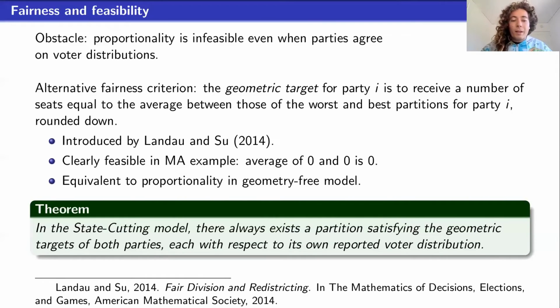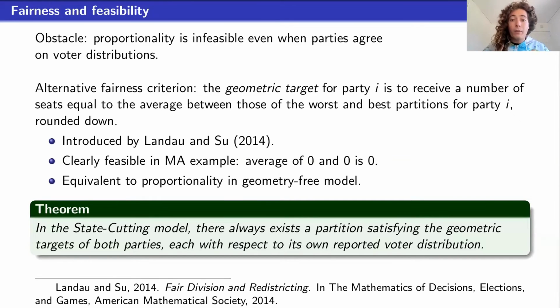So our main theorem is that in the state cutting model, there always exists a partition satisfying the geometric targets of both parties, each with respect to its own voter distribution function. I'll note that this is actually not too hard to prove in the case when the voter distribution functions agree. We have a separate argument for that case in the paper, which I won't go into. I do want to sketch the more challenging case where the distributions disagree.